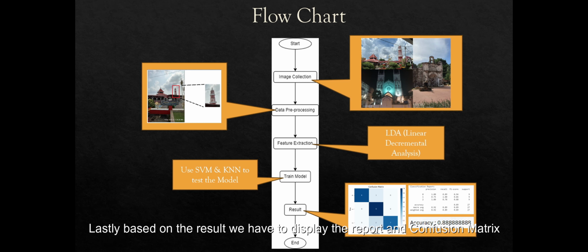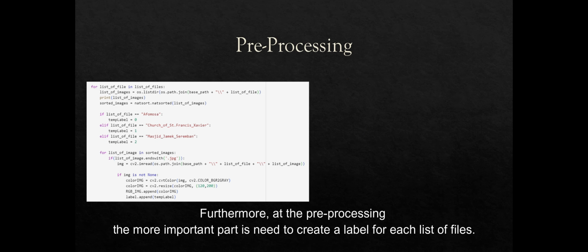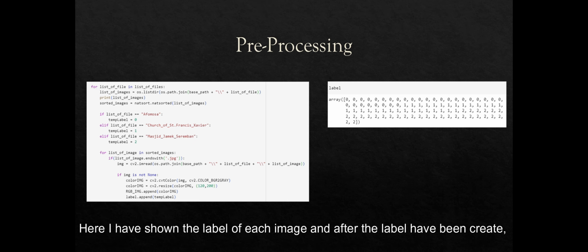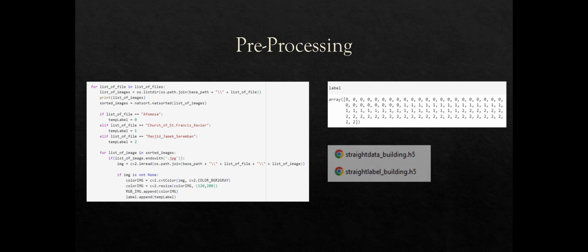Lastly, based on the result, we display the report and the confusion matrix. Furthermore, at the pre-processing, the more important part is to create a label for each list of files. After that, we also need to resize the image. Here I am showing the label for each image, and after the label has been created, we also need to set it as the .h5 file.